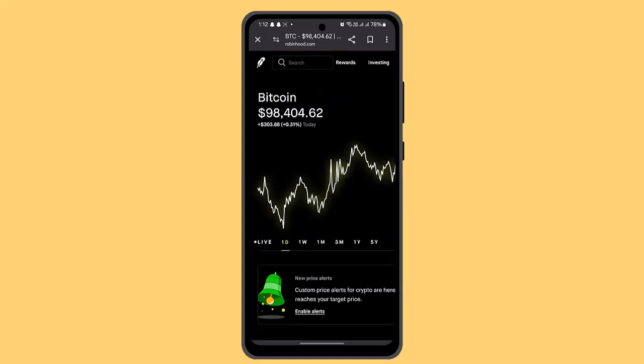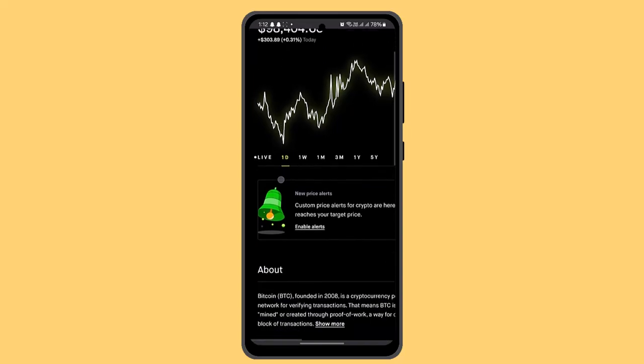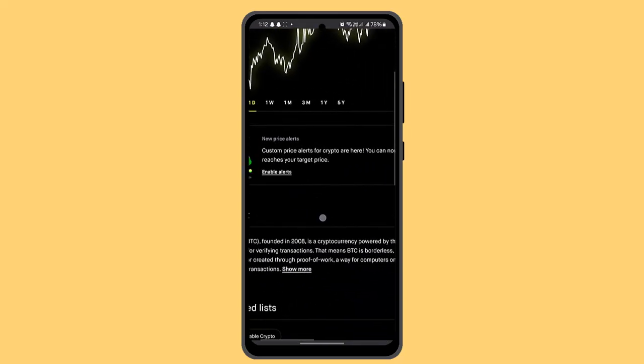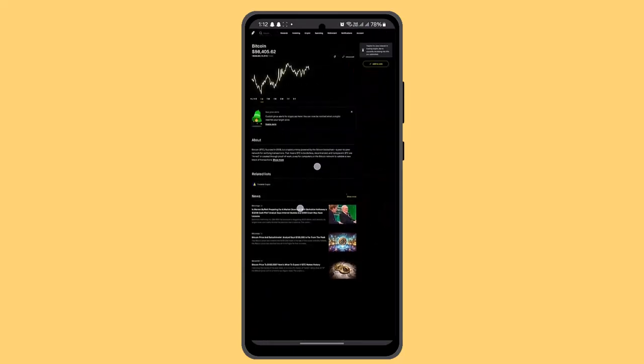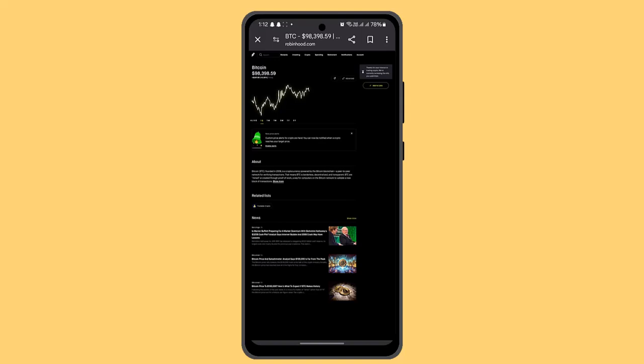Let's see. When you go to Bitcoin, you could see the graph, you could see the lines, bar, and all that. So you could read out the chart as well and explore all of these. At the bottom of the page or somewhere in between, you could find the option to buy or sell.